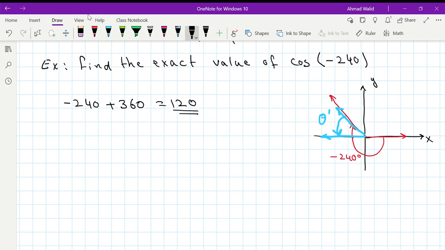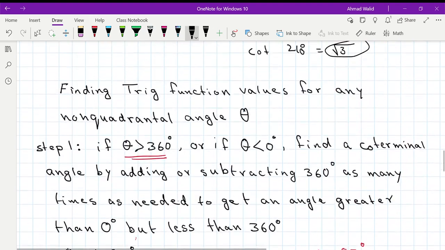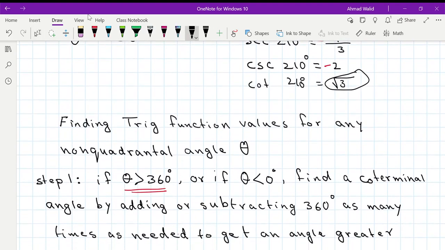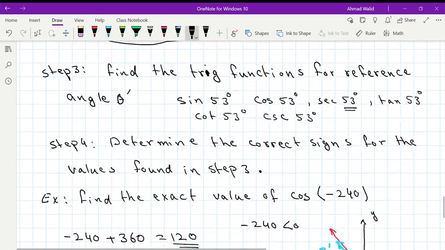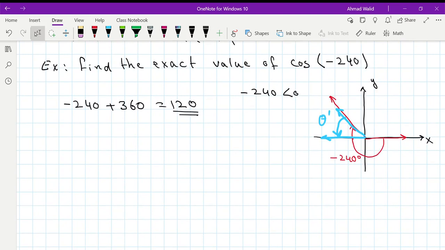Step 1, right? I did step 1. Here I added 360 because negative 240 is less than 0. I told you at the beginning in step 1, if theta is greater than 360 or theta is less than 0, you have to first find the coterminal, which we did here. That's 120. Now, to find the reference angle for 120, you do 180 minus 120, which gives you 60 degrees.